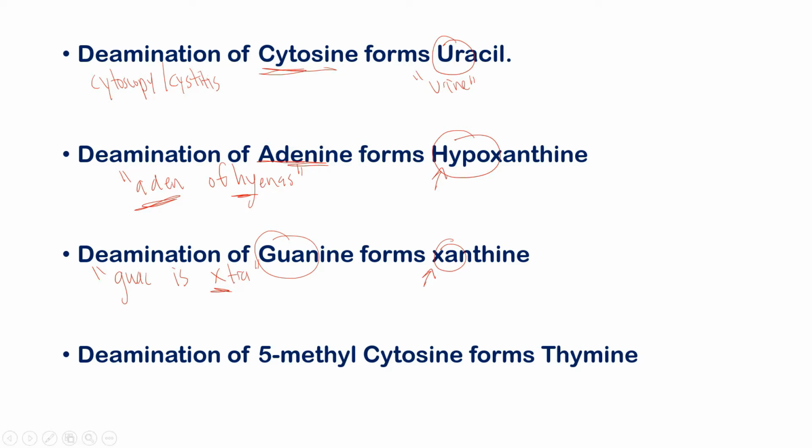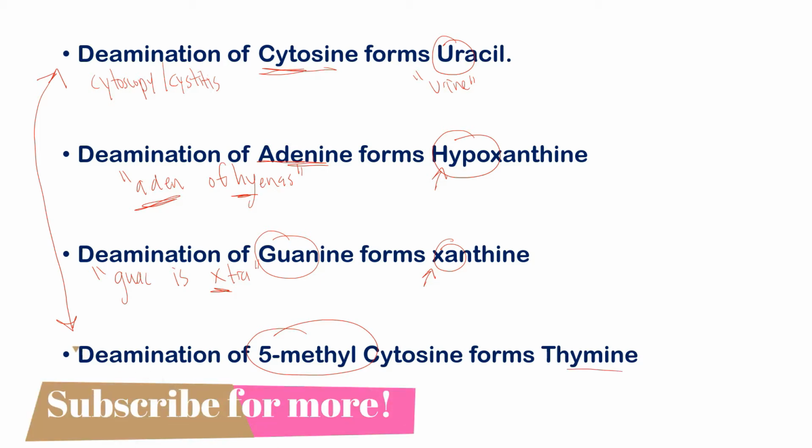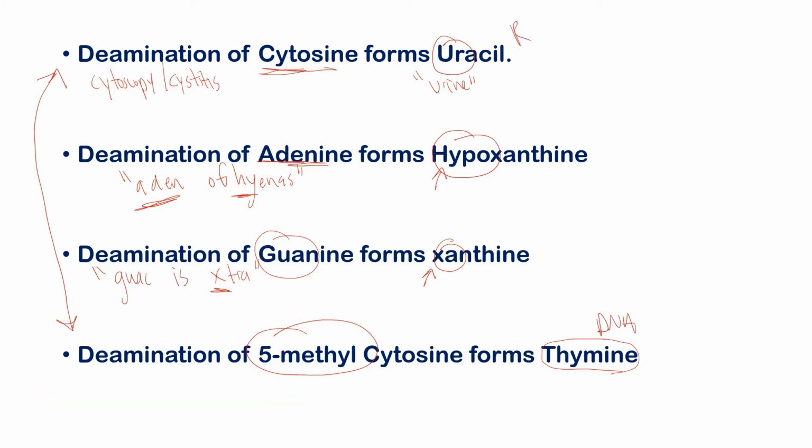And then the final one we have is the deamination of 5-methylcytosine to form thymine. Now I want to emphasize something right here. Do not mix these two up. You notice that the deamination of just cytosine forms uracil, and we're going to use that mnemonic we talked about, cystoscopy, cystitis, and then think of urine. But down here, this is also cytosine, but now it's forming thymine. But look at the fact that this is methylated at the 5' spot. So this has to be methylated cytosine, then it's deaminated, and then you can get the thymine. And remember, thymine is in DNA, and uracil is in RNA.